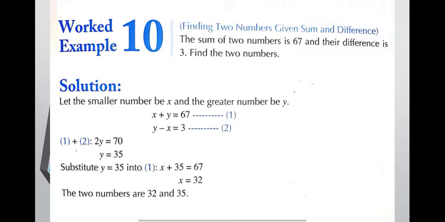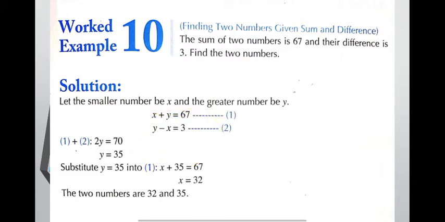In order to use the substitution and elimination method to solve this kind of problem, we have to form the linear equations first. So let's look at the first sentence. The sum of two numbers is 67. We don't know any of these numbers, right? So we can symbolize them as x and y. So the sum of x and y is 67. So we have x plus y equals 67 for the first equation, and their difference, that means you minus them: y minus x equals 3.